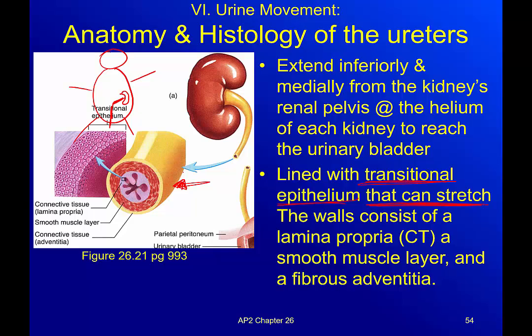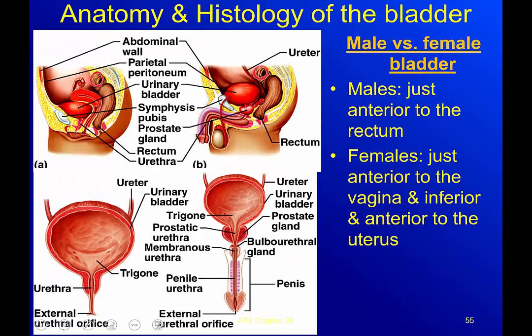The smooth muscle layer helps with peristaltic contractions, that milking action that we talked about in the digestive system. If we were to count on gravity to move urine from my kidney to my bladder, it would never move if I was laying down. So we actually do have to have some type of muscular contraction that contracts and pushes that urine into your bladder very intentionally.